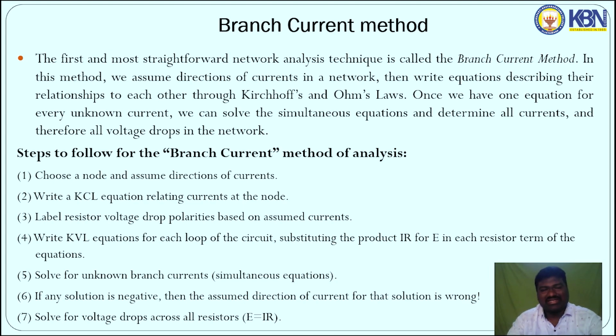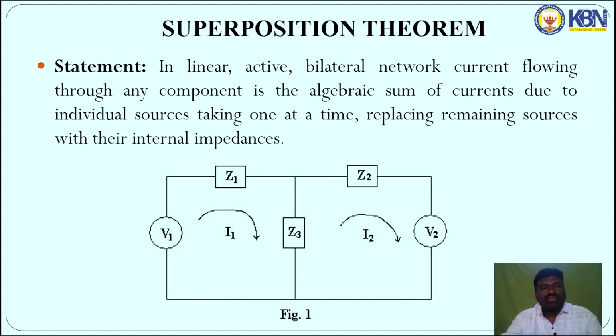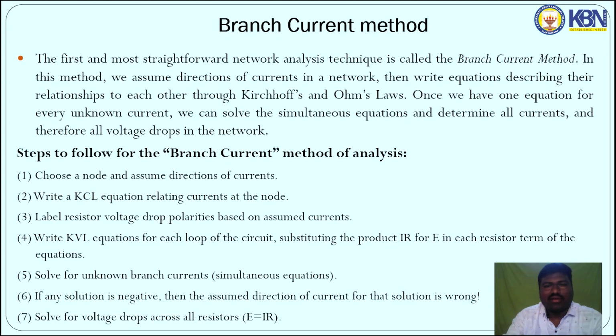If any solution is negative, then the assumed direction of the current for that solution is wrong. This is the main point. Solve for the voltage drops across the resistors, that means E equal to IR. This was about the passive elements of the networks.